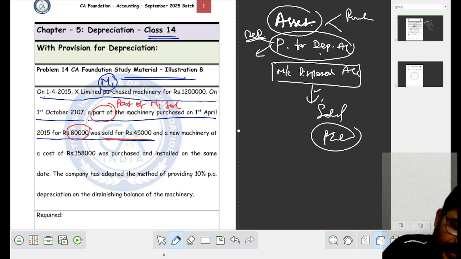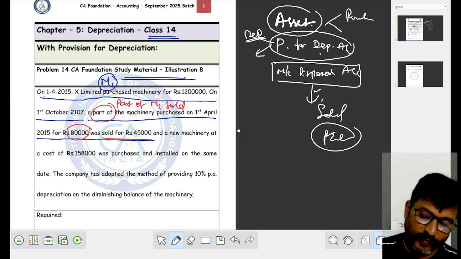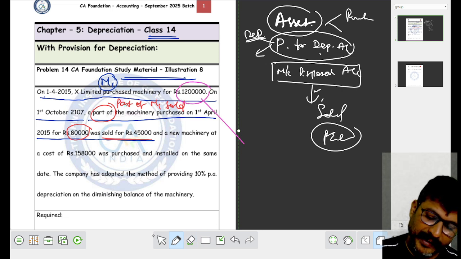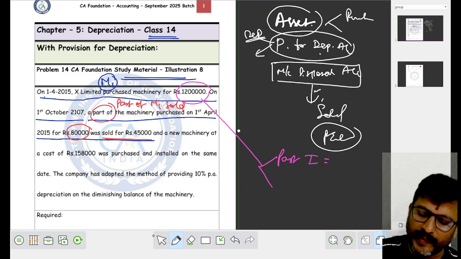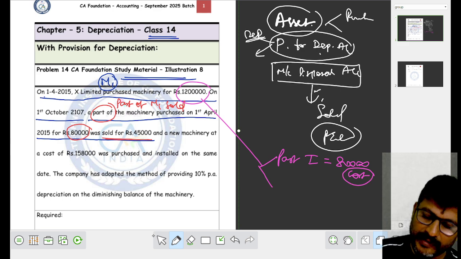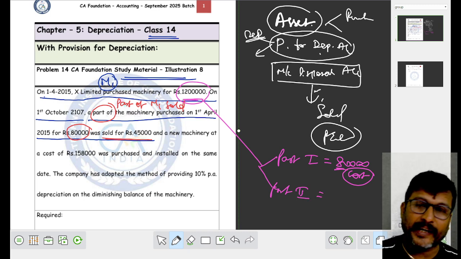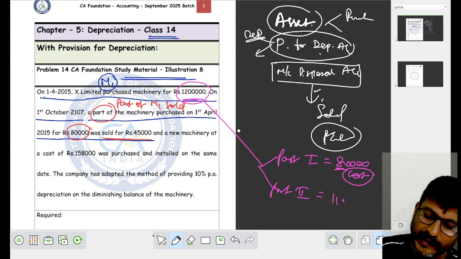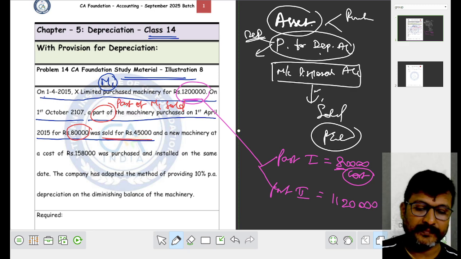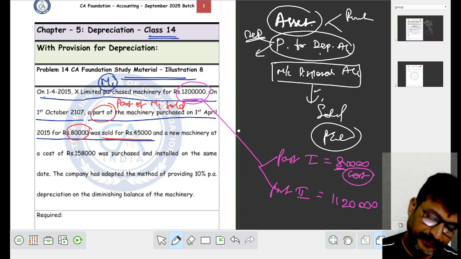Part of M1 is sold. When part of M1 is sold, what is the M1 value? The value of M1 is 12 lakh. This is to be divided into two parts. First part, cost 80,000. Second part, how to work out? 12 lakhs minus 80,000, how much does it come to? 11 lakh 20,000 is the part of the second machine.